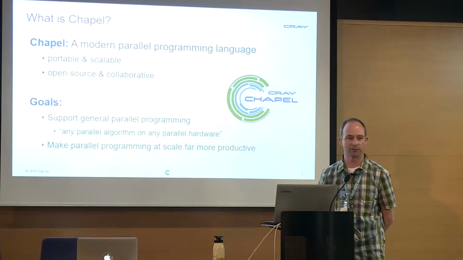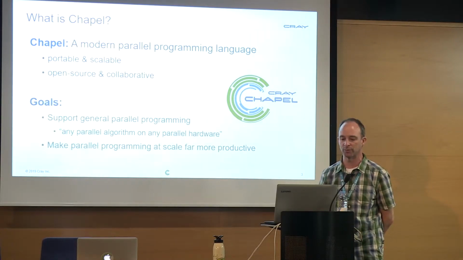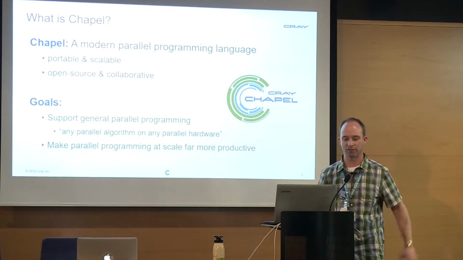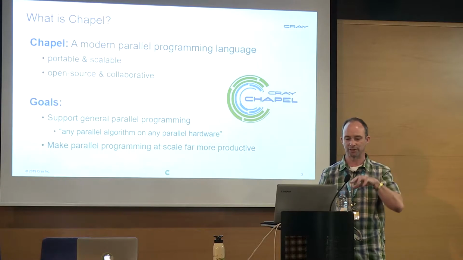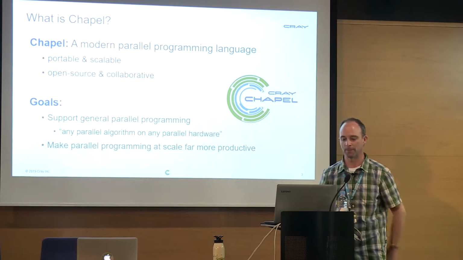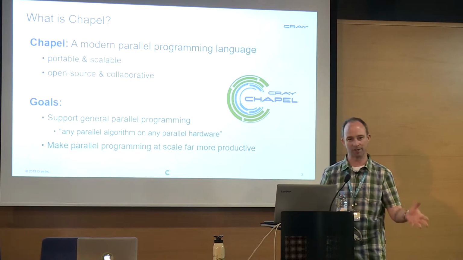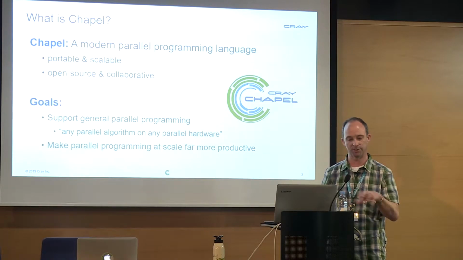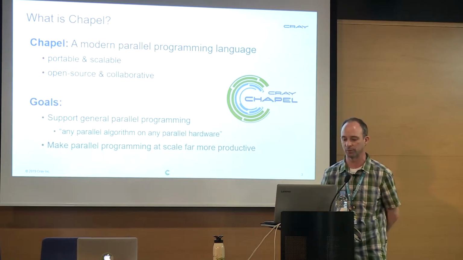At the high level, you can think of the two main goals of the Chapel language as being to support general parallel programming. And by general, what I mean is if you have some parallel algorithm in your mind and some parallel hardware you'd like to run that on, you ought to be able to do that in Chapel. And if not, then we need to work harder on this goal. So it's not strictly for data parallelism or strictly for task parallelism or any specific niche. It's designed to be incredibly general purpose.